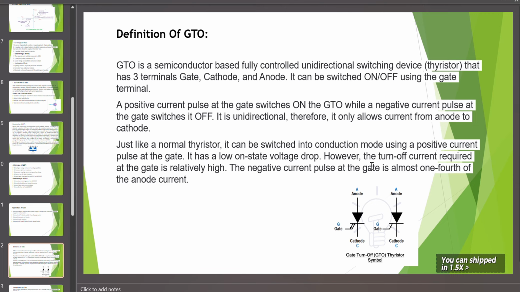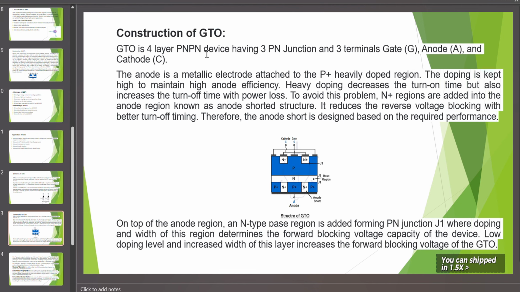However, the turn-off current required at the gate is relatively high. The negative current pulse at the gate is almost one-fourth of the anode current. Okay. Next slide. Construction of GTO.